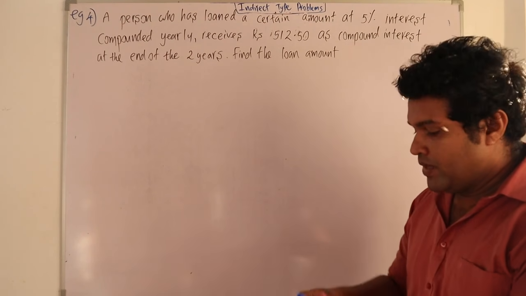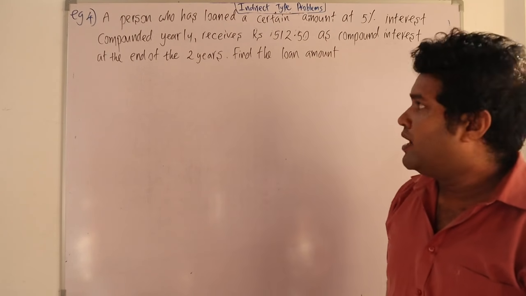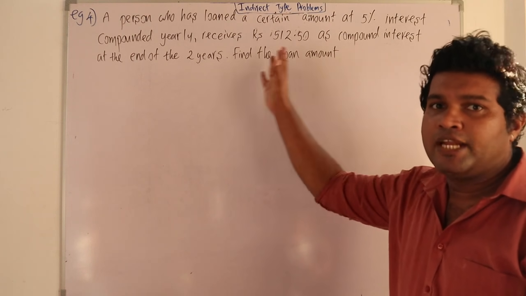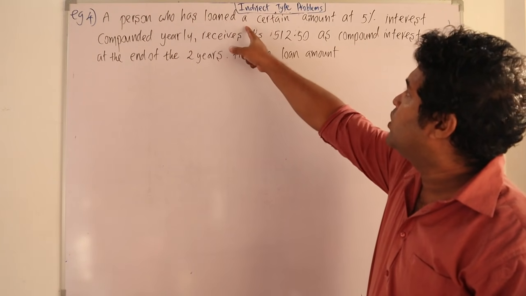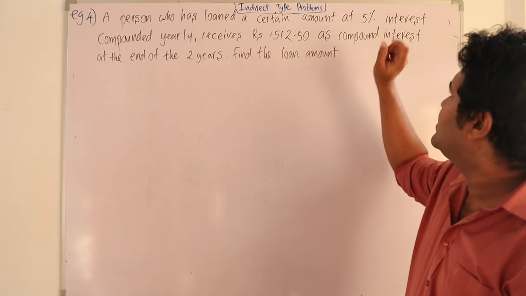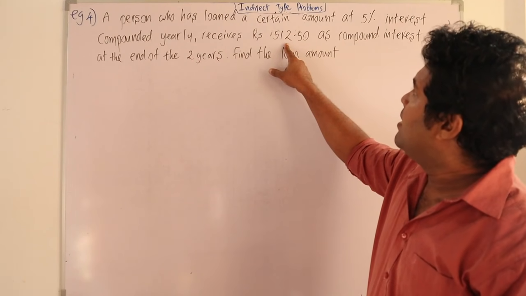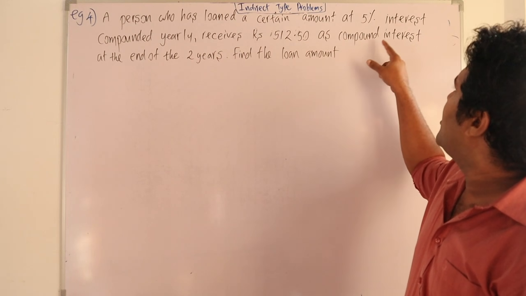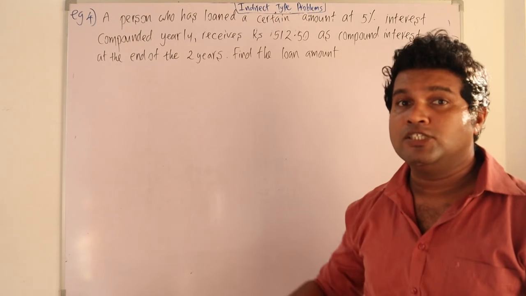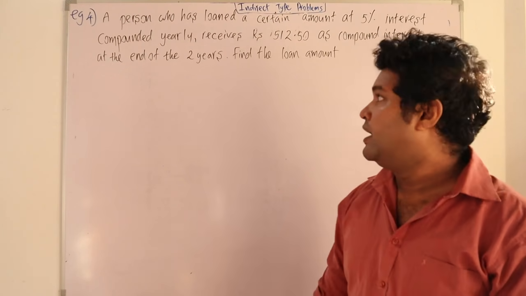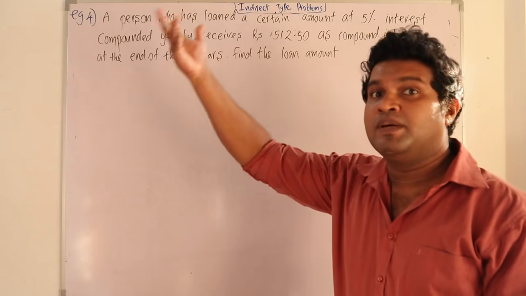The first method, we can use algebraic letters, because the question is to find the loan amount. But before that we have to read this question carefully. I will read it. A person who has a loan of a certain amount at 5% interest compounded yearly receives 512 rupees and 50 cents as compound interest at the end of 2 years. Find the loan amount. They ask for the loan amount, the principal amount, not the final amount.